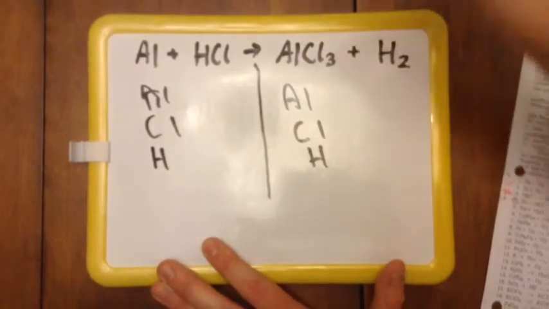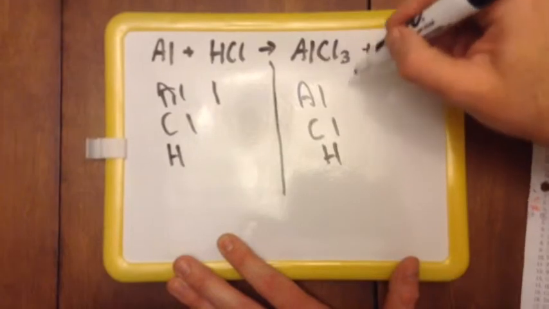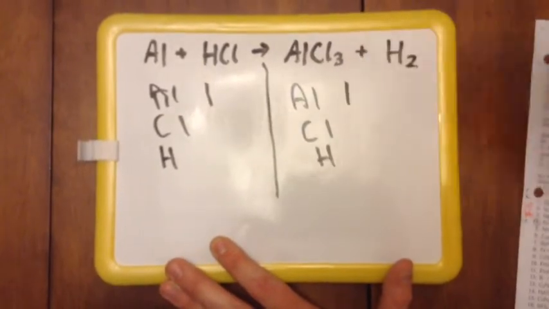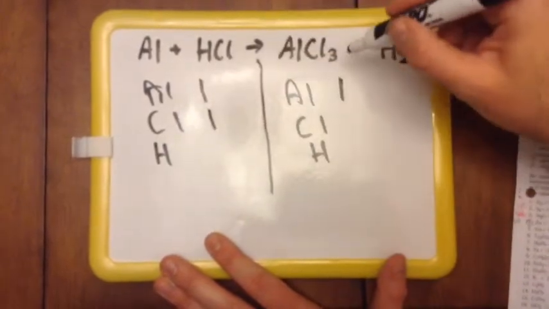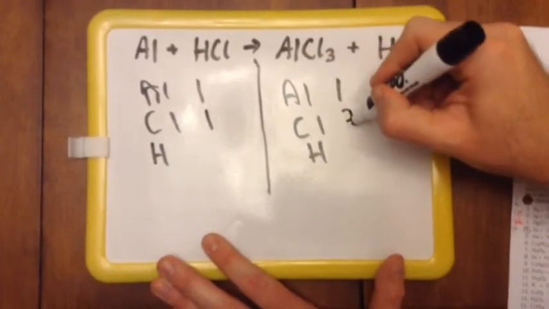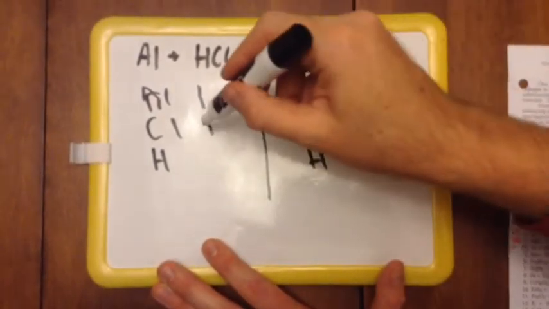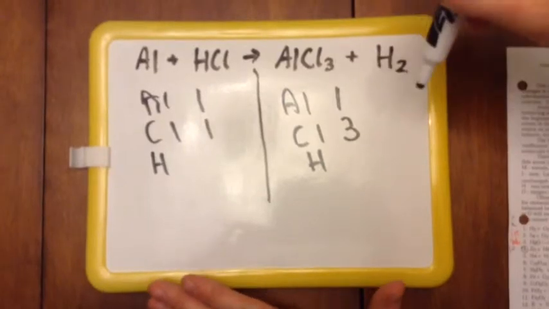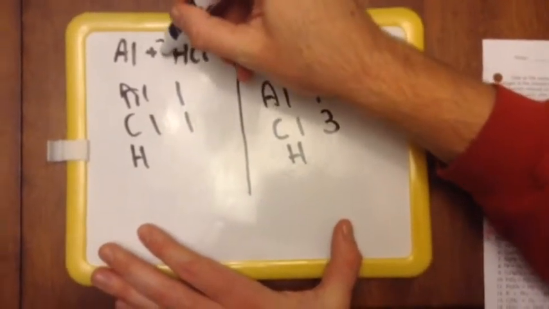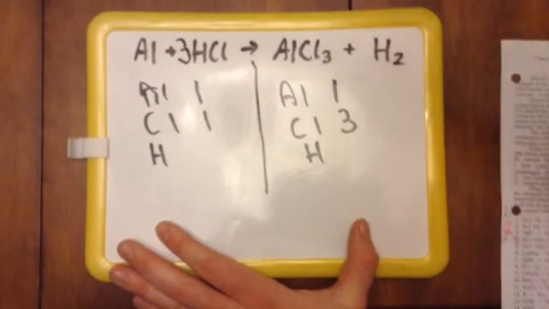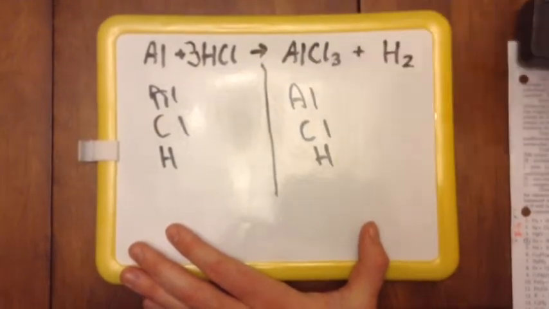Let's count them up. Aluminum on the reactant side, we have 1. Aluminum on the product side, we have 1. So far so good. Chlorine over here, we have 1. Chlorine over here, we have 3. We've hit a stopper, we need to fix it. 3 chlorine on this side, only 1 on this side. Our only option is to put in a coefficient. So we're going to put in a 3 right here. And since we made a change, we're going to erase our counts and we're going to start over.